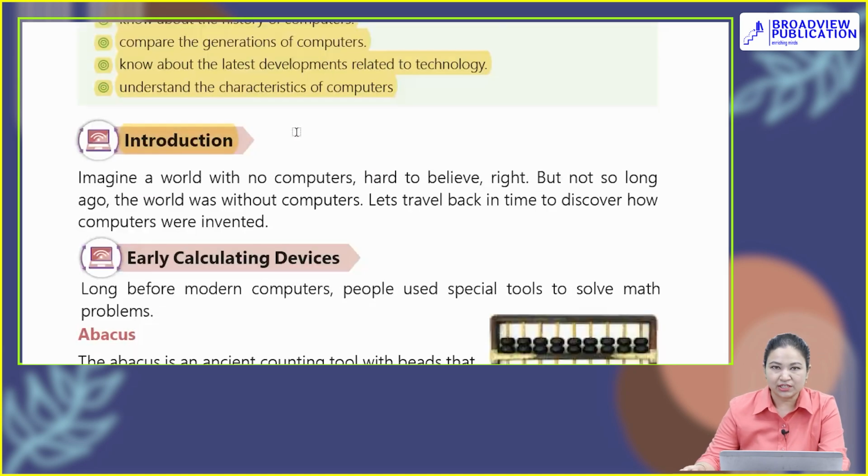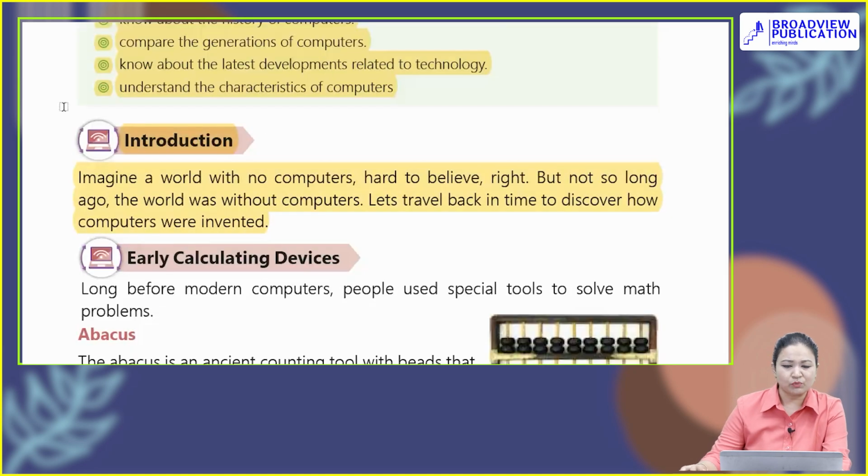So let's begin with the introduction. Imagine a world with no computers, hard to believe, right? But not so long ago the world was without computers. Let's travel back in time to discover how computers were invented. So in this chapter we are going to learn how computers were created by the inventors.